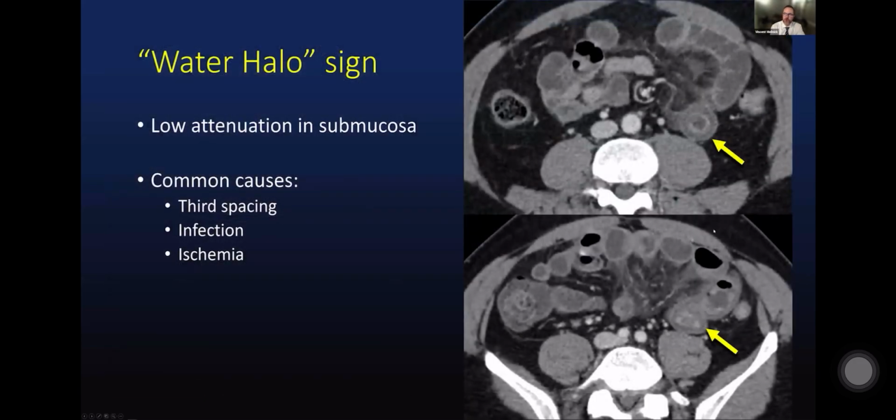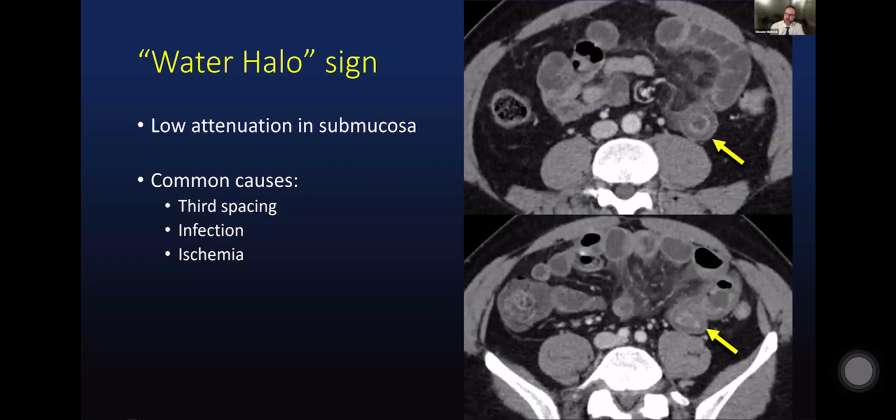When it comes to the water halo sign or simply water attenuation in the submucosa, think about again third spacing. Infection can have this appearance, although it's uncommon for us to get a microbiological confirmation of it. Really need an inciting history to invoke infection of the small bowel, but it's almost always one that we can appropriately throw in there. And then ischemia.